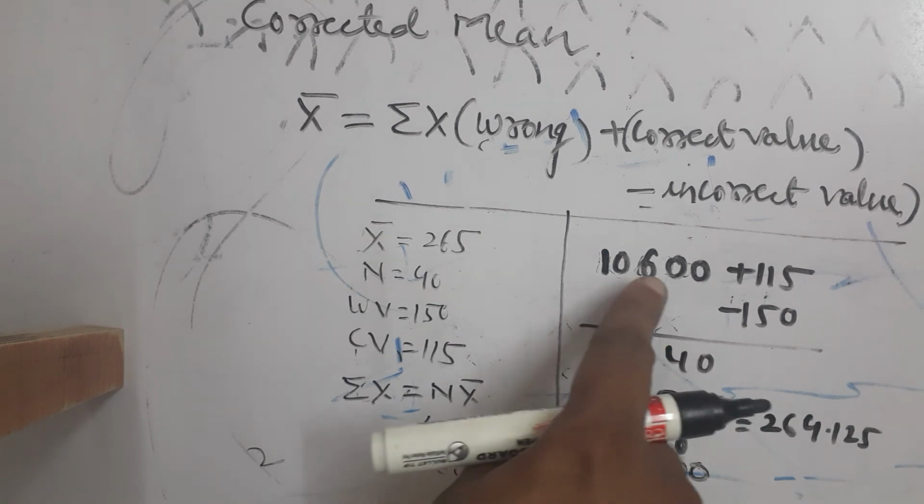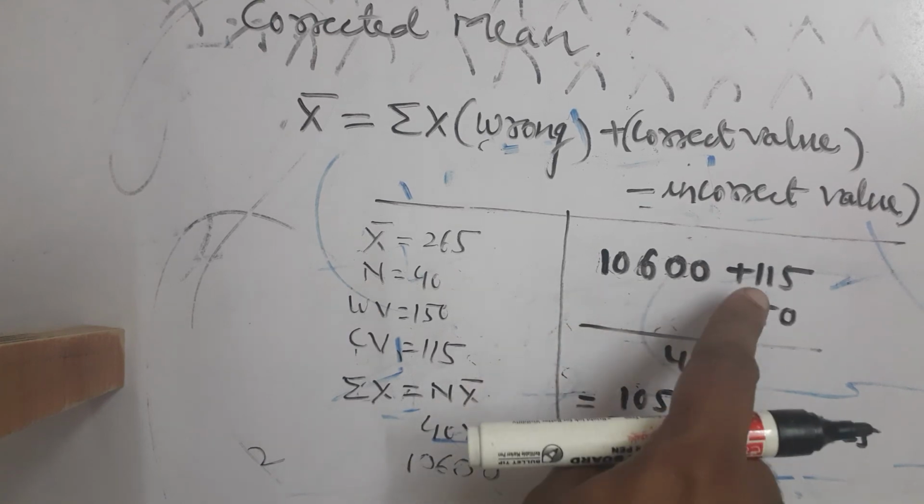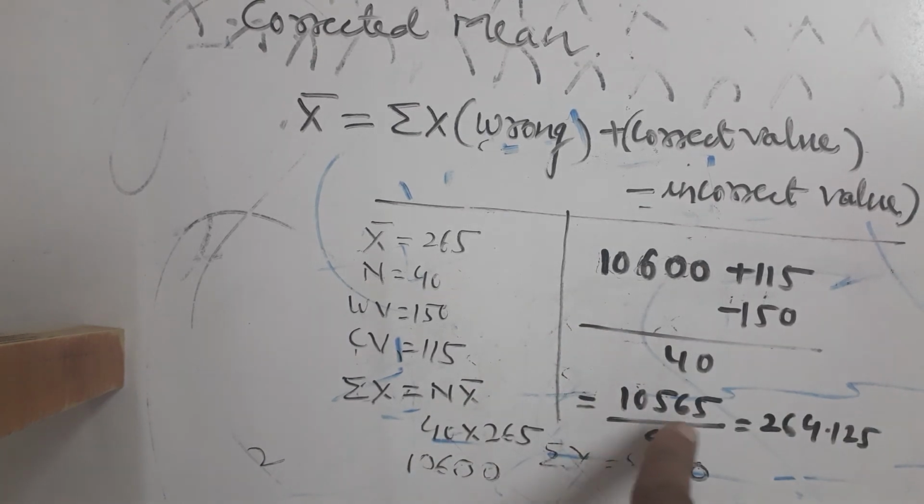So 10600 minus 150, it will become 10450, plus 115. So 10565 divided by 40. So the corrected mean will be 264.125. I hope you understood. That is how we correct the given mean. Thank you.